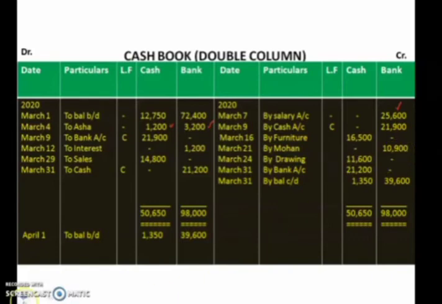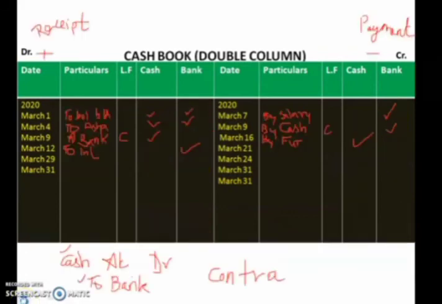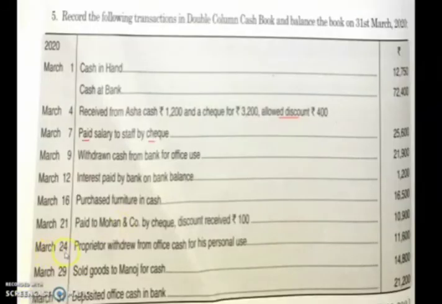Okay, so that was March 21st. Now next transaction is on March 24th. Proprietor withdrew from office cash for his personal use. So here also cash withdrawal is there for personal use. Personal use means what? Drawing. So drawing account debited to cash account. So yeah, withdrawal, or we can say payment. So cash is moving out.